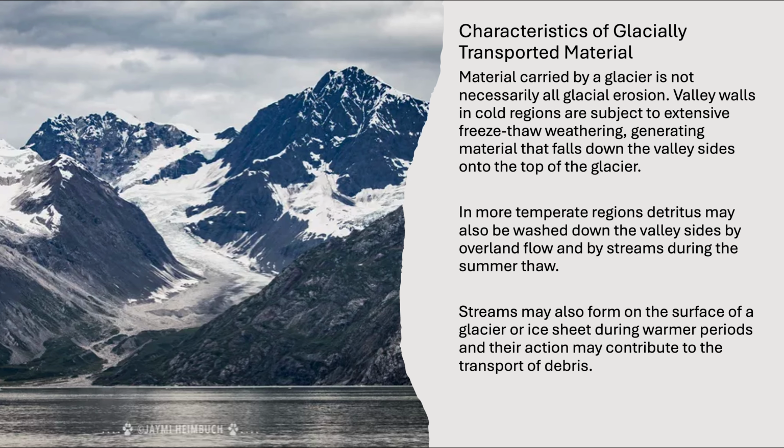Now, just to be extra nitpicky, material carried by glaciers is not necessarily the result of glacial erosion. In this image, we can see the valley walls are quite steep, and freeze-thaw cycling is going to generate loose material that falls down the slope onto the top of the glacier. And at this point, in temperate regions, detritus might also be washed down these valley sides during the spring melt, summer thaw, as this ice here and further up the slope melts and drains down into the valley.